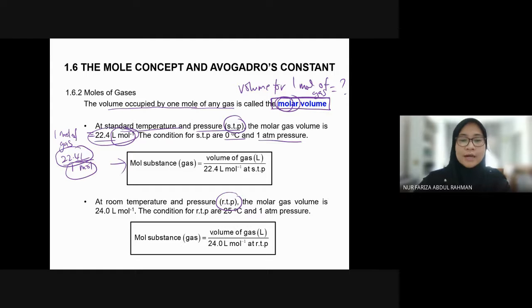So for RTP, room temperature, that means at 25 degrees Celsius and at 1 atm, the volume is 24.0 liter per mole. Don't get confused because both of them have the number 4 in the values. So don't get confused with them. STP is 22.4, RTP is 24.0.